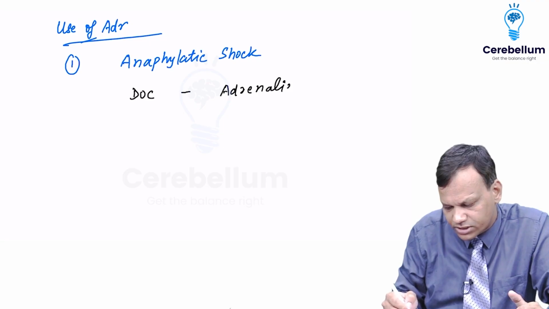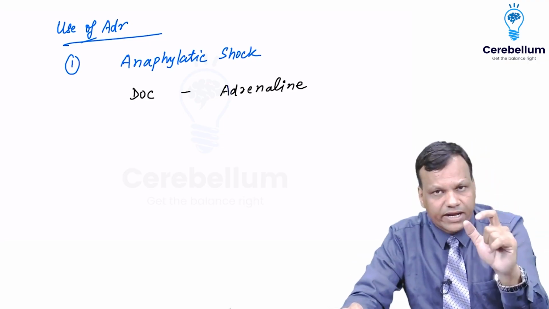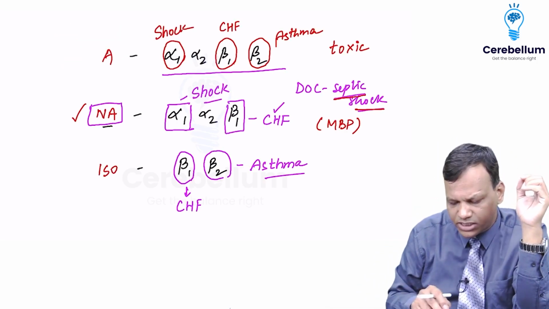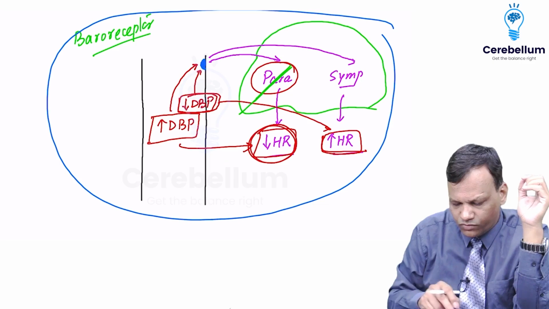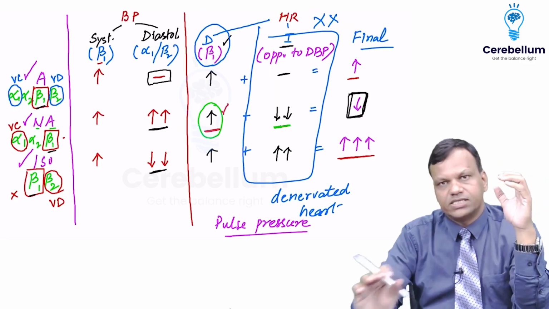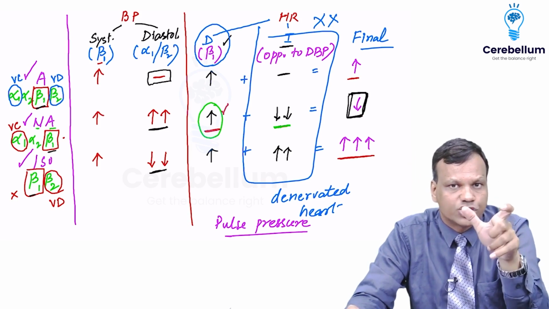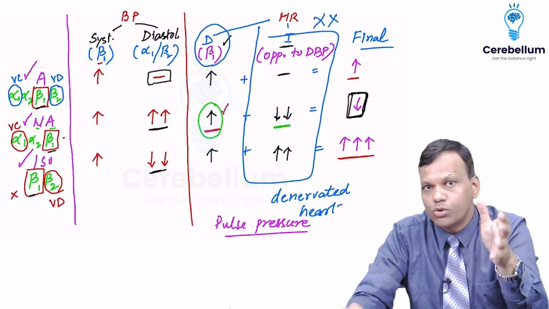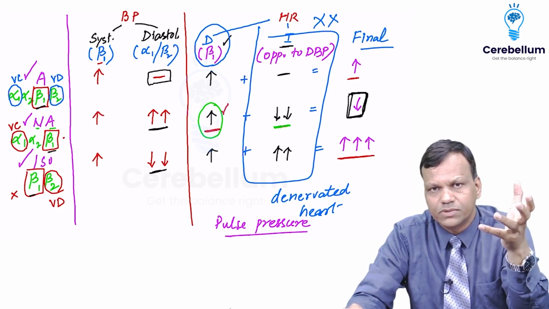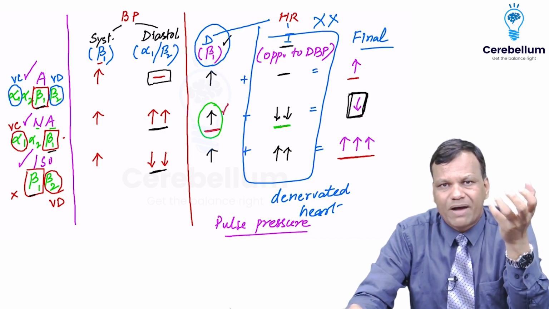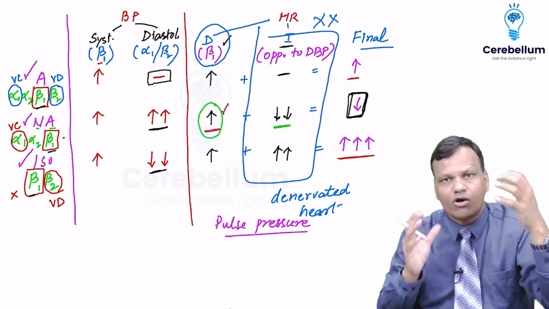The first question is, why is adrenaline the drug of choice? Why is noradrenaline not the drug of choice? First of all, we'll see this table. We know in anaphylactic shock, the word is shock. Shock means BP is low, so we want to increase BP. So just look at the table and tell me which drug is better to increase BP, adrenaline or noradrenaline.